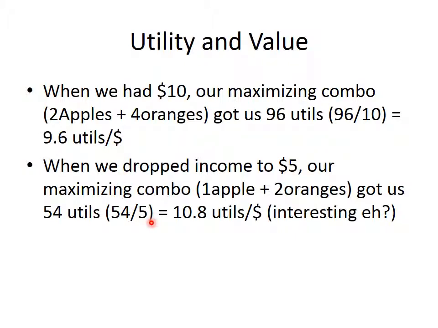Okay? Well, here, with only $5, we did much better. Okay? Which is a little bit counterintuitive, I suppose. We got 54 units of utility, which is less than our 96. But we spent a lot less money on those 54 units of utility. It was a much more efficient and frugal use of our money. We got instead 10.8 units of benefit, utilities, okay, per dollar. Interesting, eh? And it leads us to a conclusion.